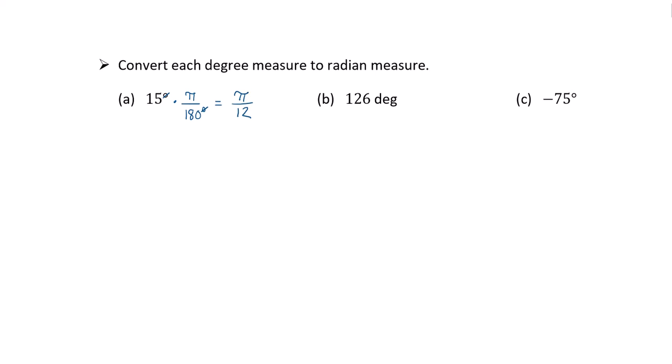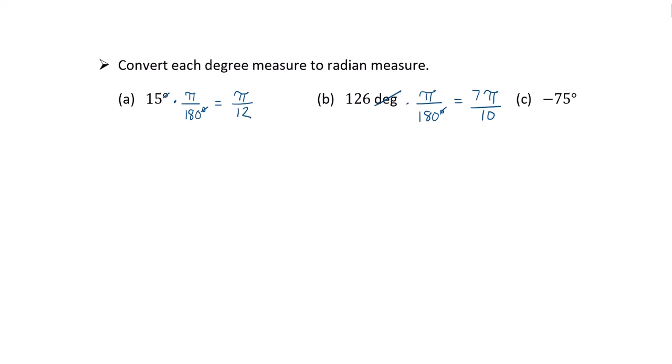126 degrees. This could be written out as degrees, the abbreviation of DEG, or have the degree symbol. This is in degrees, so we're going to multiply by pi over 180 degrees. That way the degrees there and the degrees there cancel out. When I put this into my calculator or simplify by hand, I'm going to get 7 pi over 10.